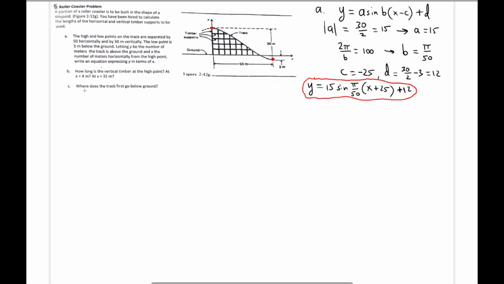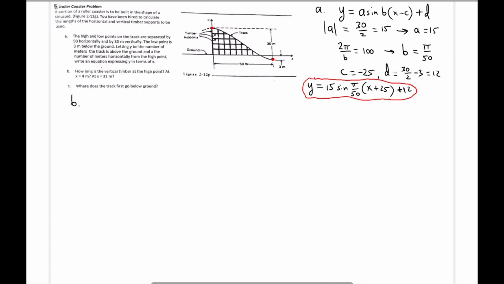All right, so now the second part. Notice we expressed y in terms of x. Now the second part says, how long is the vertical timber at the high point? What does that mean? This is the high point. We want to find the length of this vertical timber. All right, how do we do this? We just plug the x value of 0 here, because that's what the x is here, 0, and see what the y yields. Simple as that, right?